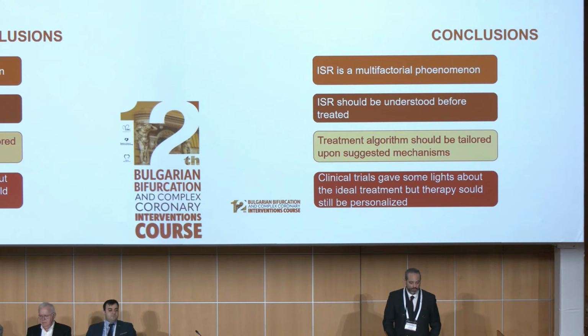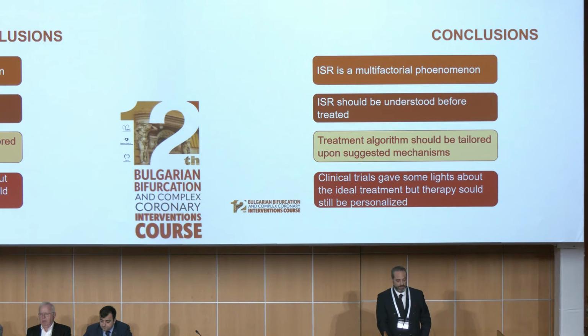So, in conclusion, in-stent restenosis is a multifactorial phenomenon, should be understood before being treated, so it's a good place here for imaging. The treatment algorithm should be tailored upon the suggested mechanism, and clinical trials gave some light about the ideal treatment, but therapy should still be personalized.